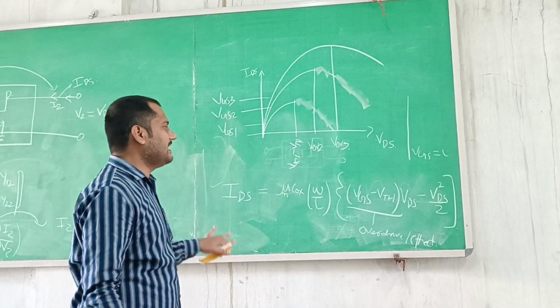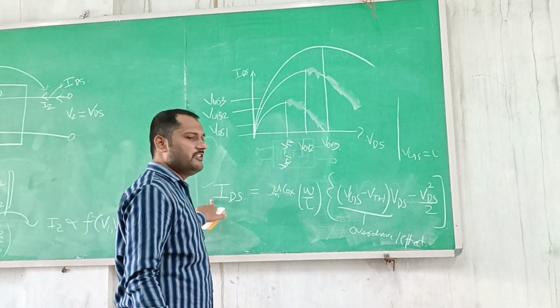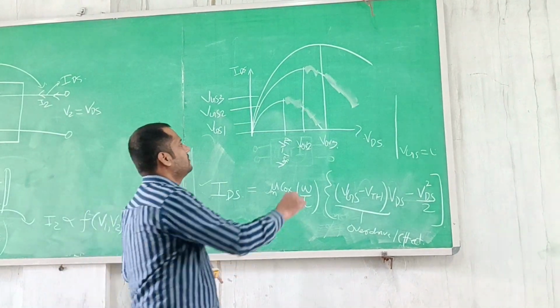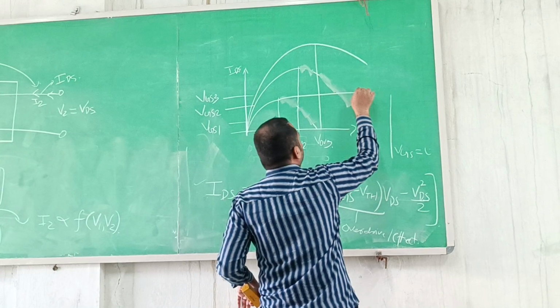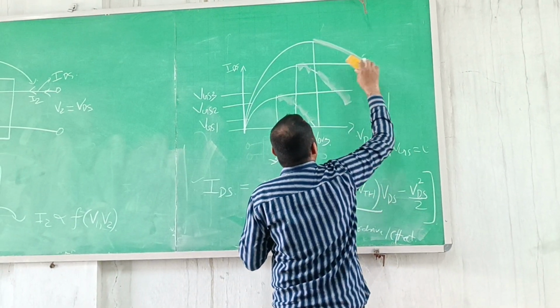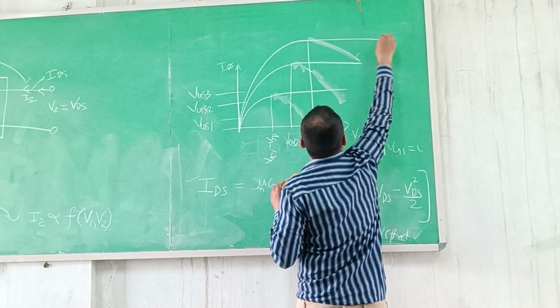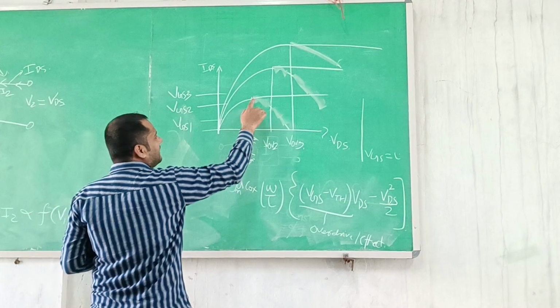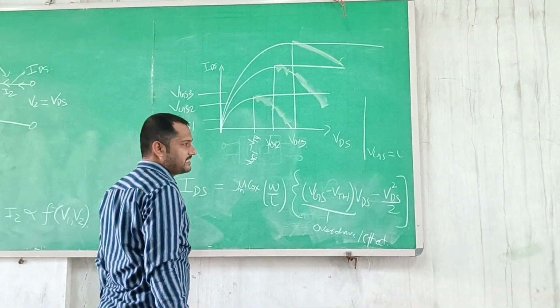After this, in reality, depending upon the derivation, this will go like this. But in reality, this is constant. So our current increases up to overdrive, then it will become constant.